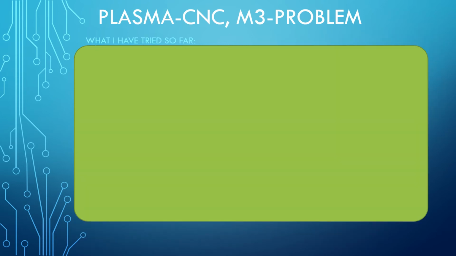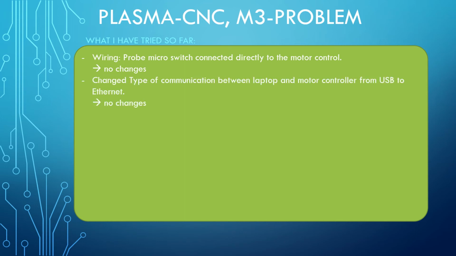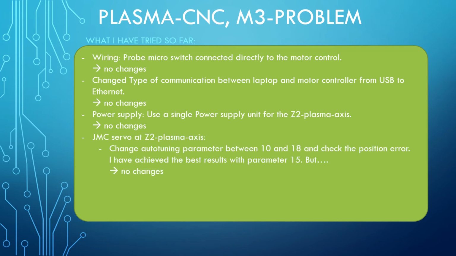What I have tried so far. I changed the wiring to the probe switch, so I connected the micro switch directly to the CNC control board, but no changes. I changed the type of communication between laptop and motor controller from USB to Ethernet, but no changes. I changed the power supply to use a single power supply for the Z2 plasma axis, but no changes.